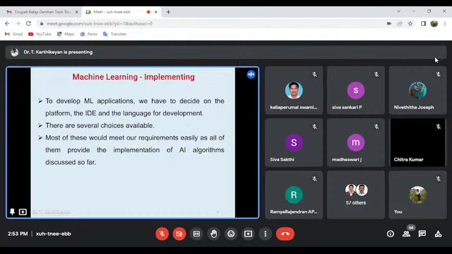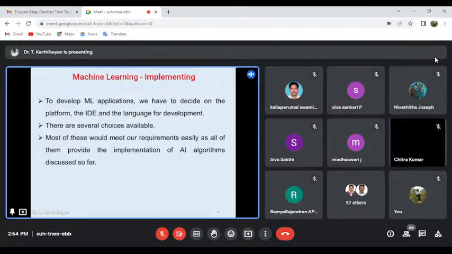But now we are going to see how to implement. So this is the important one. By reading and listening, we cannot make any solution. So we have to do the implementation. We have to implement it, then we have to find the solution by ourselves.